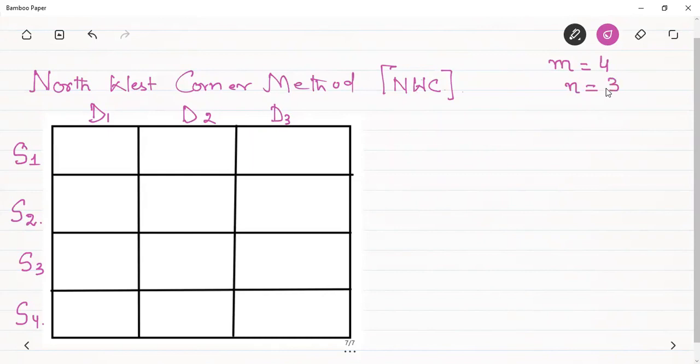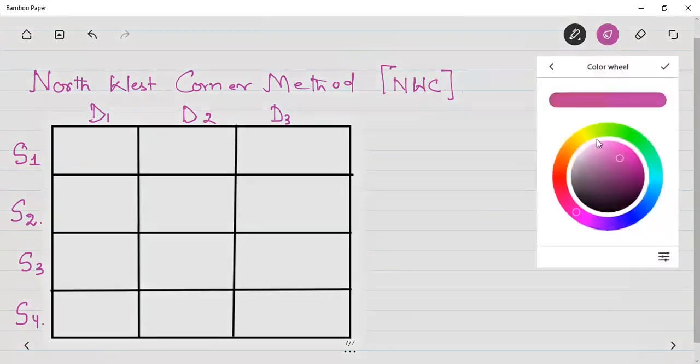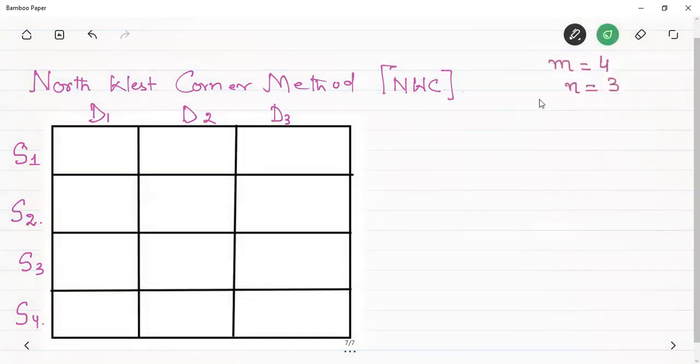Can you tell me how many decision variables we will have in this case? 12. So the number of decision variables xij will be equal to m into n. x11, x12, okay? How many cells have been created here? 12. These are the 12 decision variables we shall have in this case.